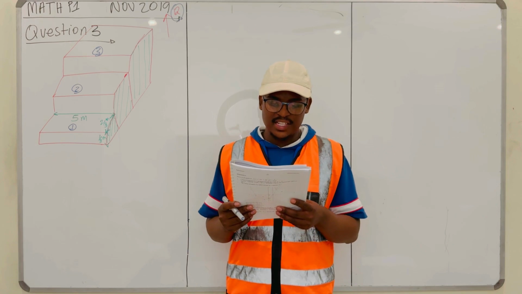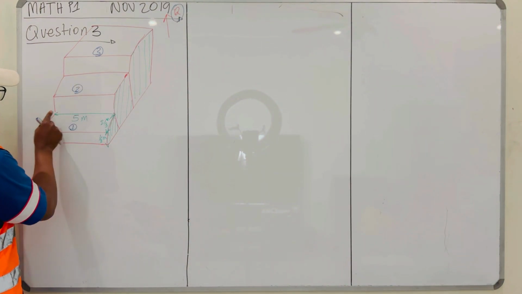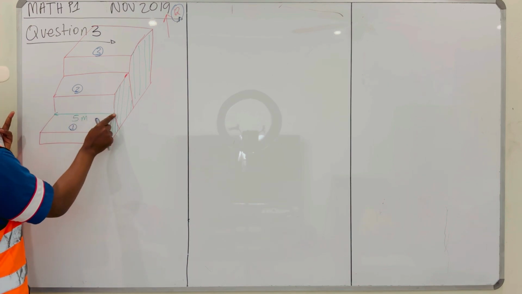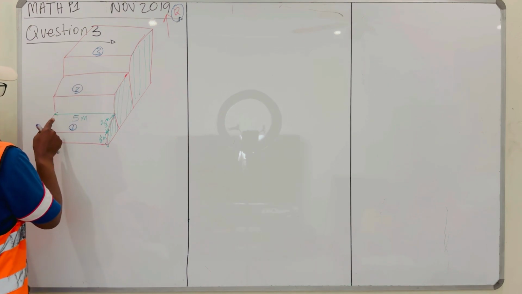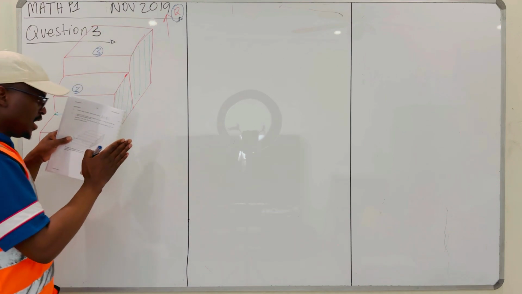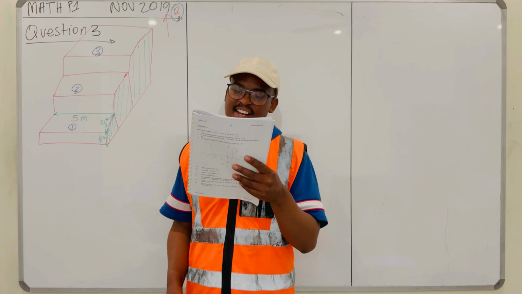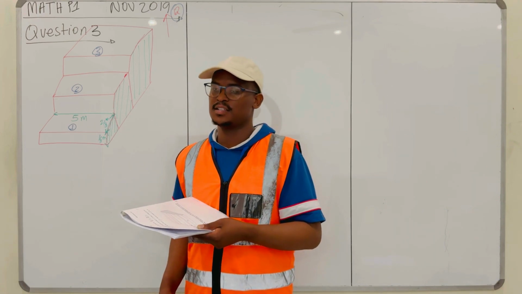They're saying each step is 5 meters wide. So from here to here is 5 meters, 5 meters here, 5 meters there. All of them are 5 meters wide. And each step has a rise of 1/3 meters.